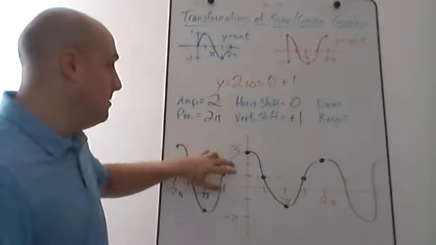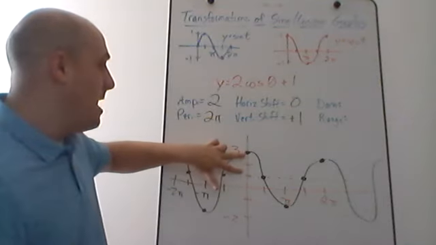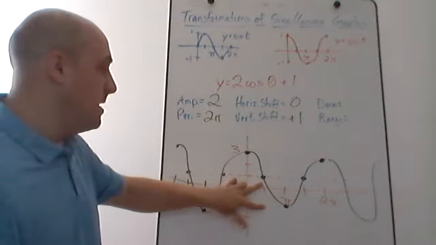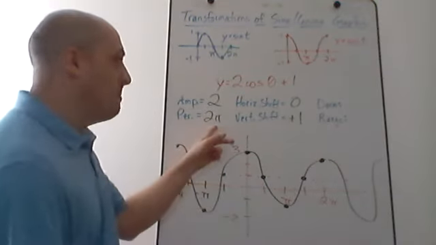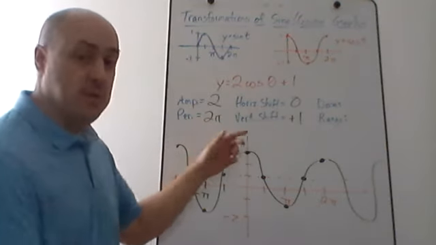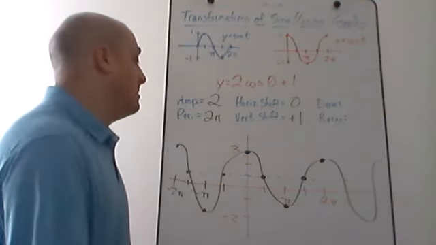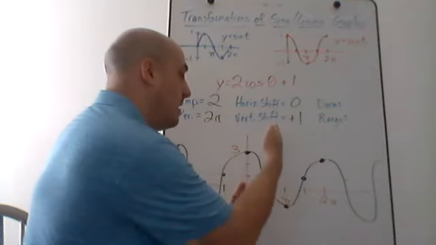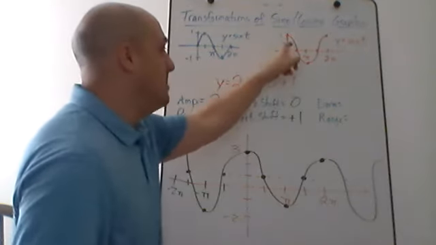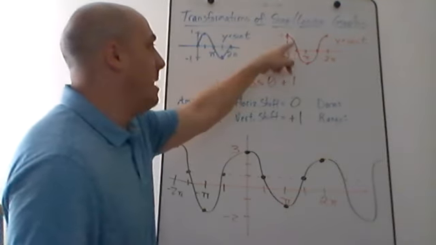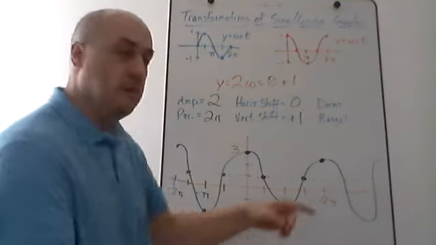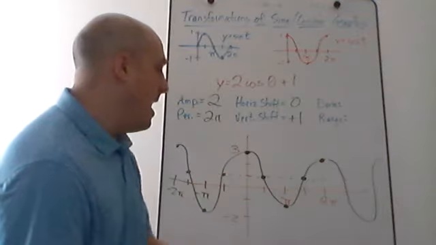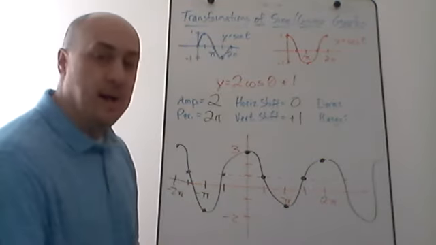And then my amplitude of 2 means my high point is 2 above that line and my low point is 2 below. And then, again, my period wasn't affected and there was no horizontal shift there. And so I just went from 0 to 2 pi, right? That's 1 full period. Cut that into 4 pieces, and then you just do, for cosine, the top, the middle, the bottom, the middle, the top, right? You mark all those points, and then you've got your graph.